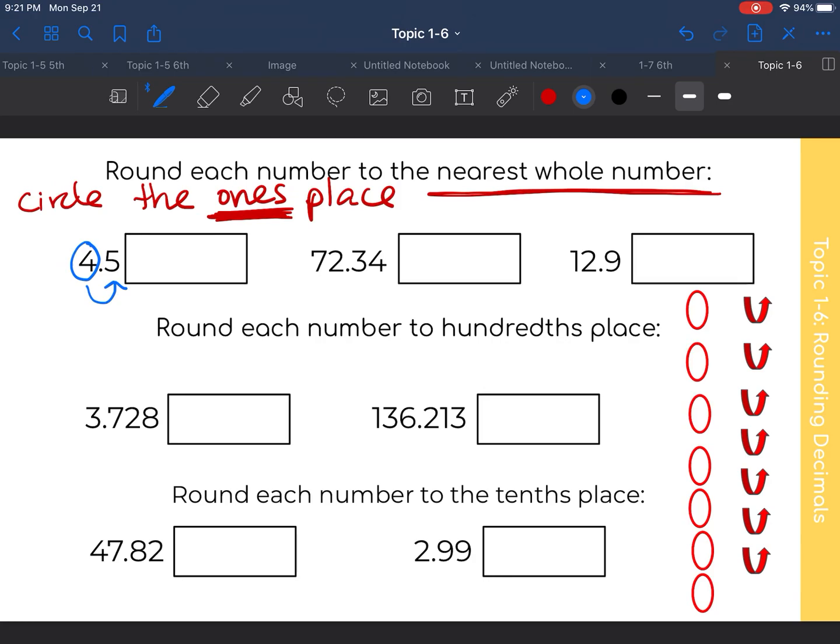So 5 or above, give it a shove. So we're going to make that 4 and we're going to round it up to a 5. And then all digits behind, zeros their name. All right, let's look at the next one.